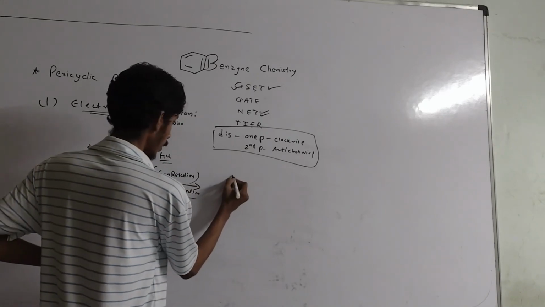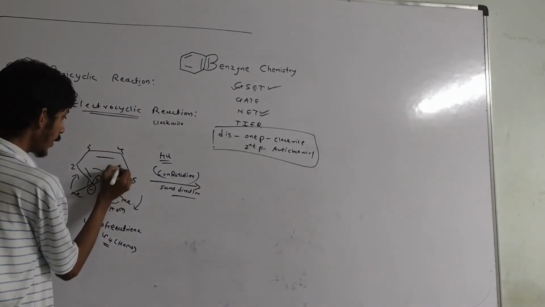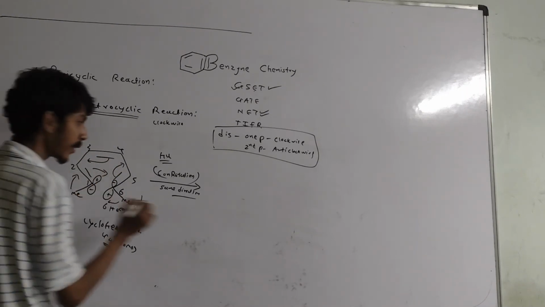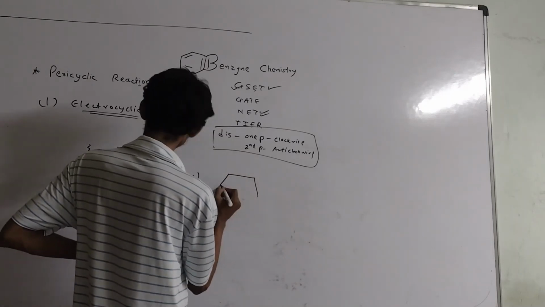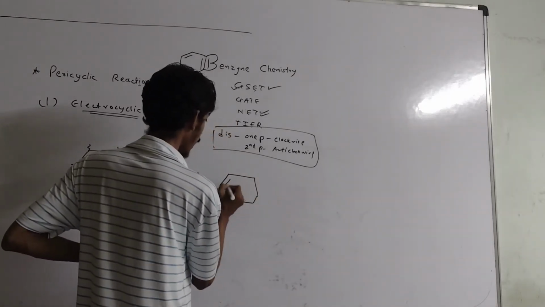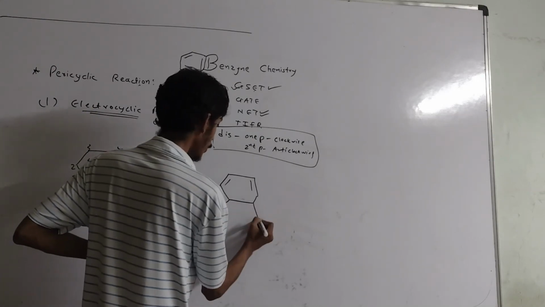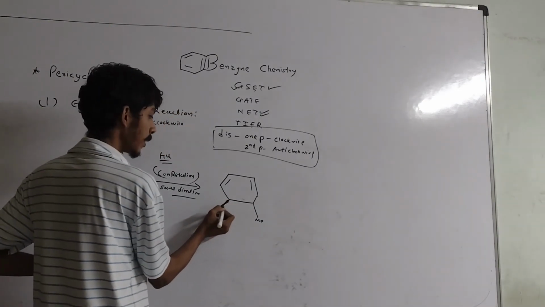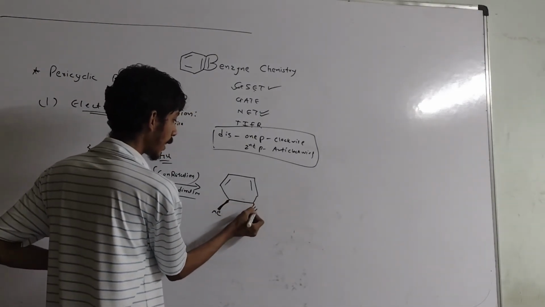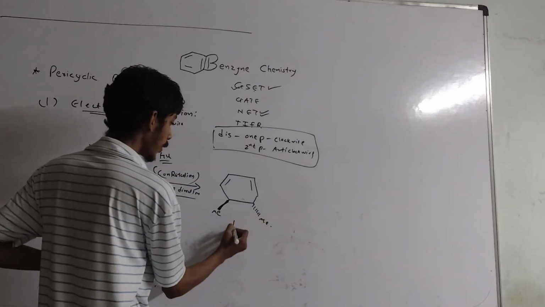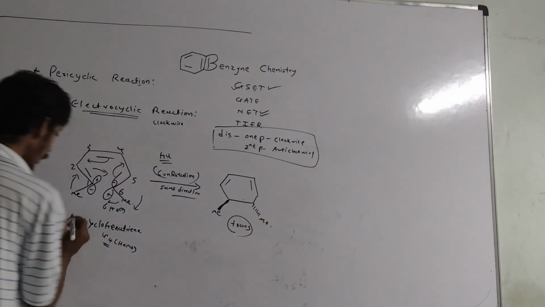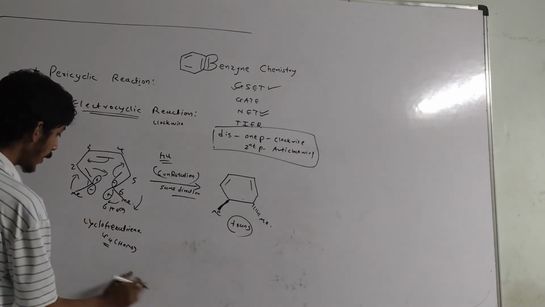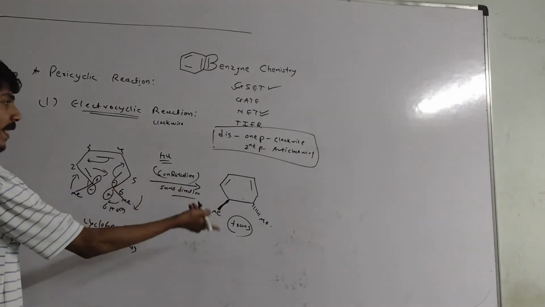So what will happen? Here this pi bond goes here and this pi bond goes here. And here the sigma bond is formed between carbons 1 and 6. So basically here the cyclohexadiene is formed. And what about these two methyl groups? One goes upward, so I can write the wedge symbol. And one methyl goes downward, so I can write the dash symbol. Okay, so here the trans product is formed. And if we use the heating condition, then we get the cis product.